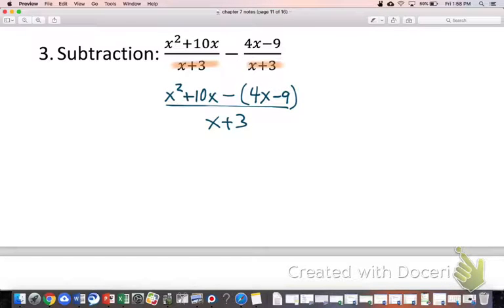Why don't you put this part here? You could. It's not going to make any difference because you're not subtracting the first one from anything, but you are subtracting the second one from something. Okay? That's why we put the parentheses in.